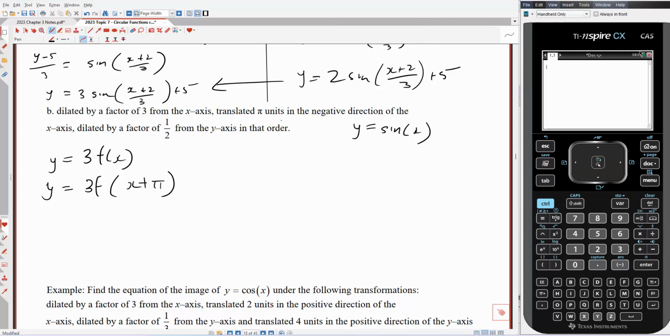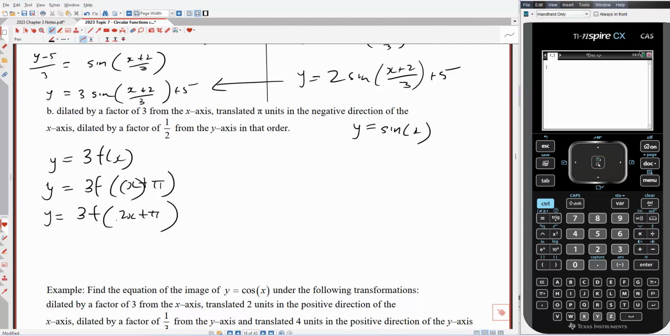I'm not going to make the same mistake again. Okay, dilated by a factor of half from the y-axis in that order. Alright, so watch out for this. When we dilate by a factor of half from the y-axis, what we do is we drop 2x into the function. Okay, so it's going to be y equals 3f of 2x plus pi.